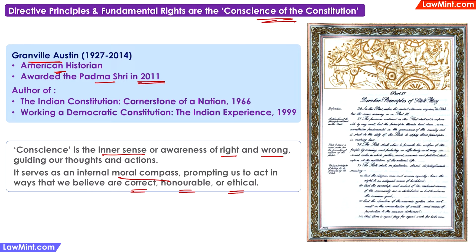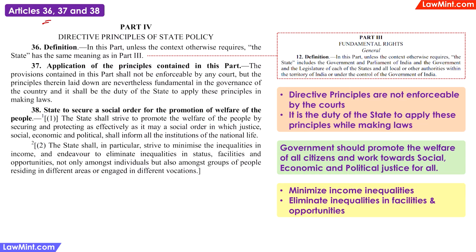Similarly, the Directive Principles guide the government on what it should do, what it should work towards. But the Directive Principles cannot force the government to act in a specific way. Article 36 just states that the meaning of the term state as used in Part 4 is the same as what it means in Part 3, where this term is actually defined. Article 37 states that the Directive Principles are not enforceable by the courts, but it is the duty of the state to apply these principles while making laws.